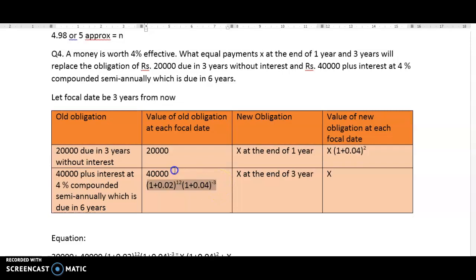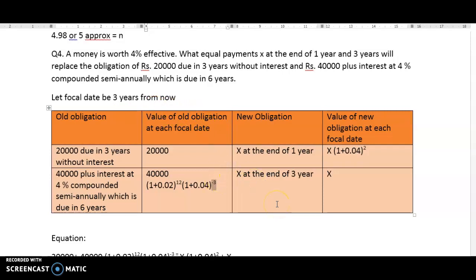Okay, so this is a very important point for you to remember. Whenever in older obligation the interest part is there, in that case you have to first calculate the future value and then you have to calculate the present value at the focal date. So in this case the minus sign is here. Okay, because this is the present value and this is the future value. तो हमने क्या किया है, पहले 40,000 की 6 साल के बाद की वैल्यू को कैलकुलेट किया है. उस वैल्यू को कैलकुलेट करने के बाद हमने उसे 3 इयर्स पे वापस उसका प्रेजेंट वैल्यू निकाला, उसको डिस्काउंट किया है जिससे वो 6 साल से 3 साल पे आ जाए, इसलिए यहाँ पे माइनस साइन है.